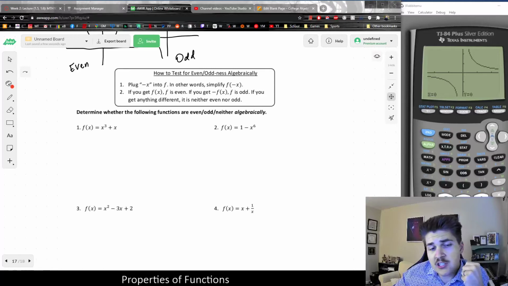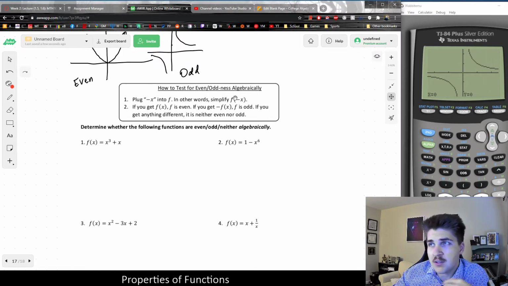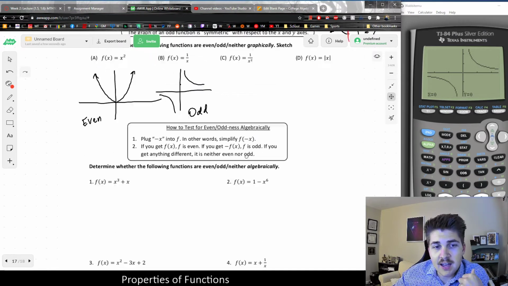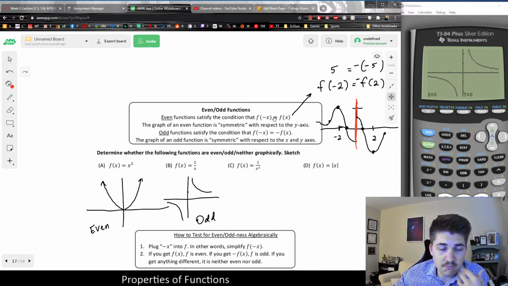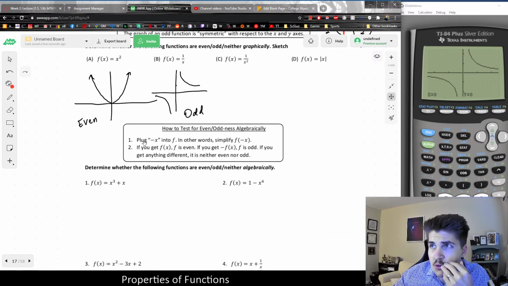Now, the way that we can determine whether a function is even or odd algebraically is by using the definition that we had up here and just doing that. There's a little step-by-step guide to help you get started if you're not exactly sure what to do. It says how to test for even and oddness algebraically. Step 1, plug in negative x into f. In other words, simplify f of minus x.